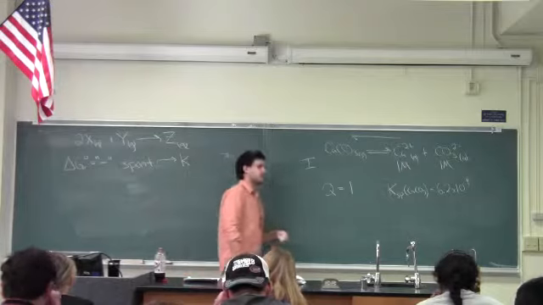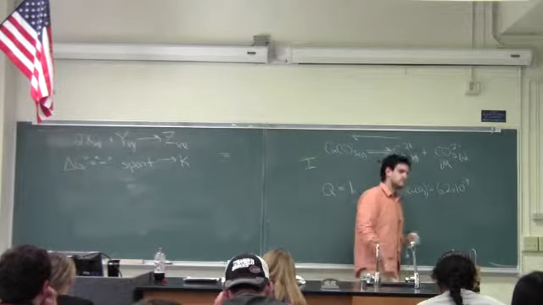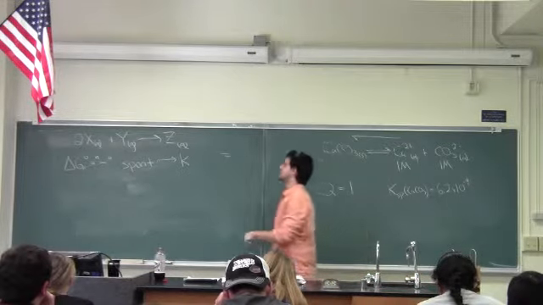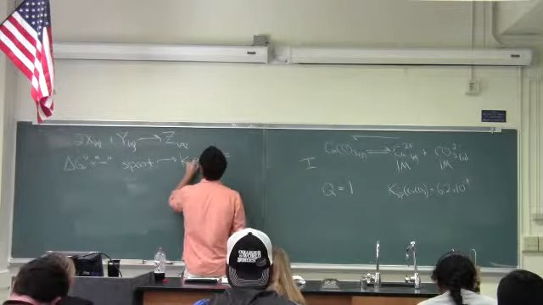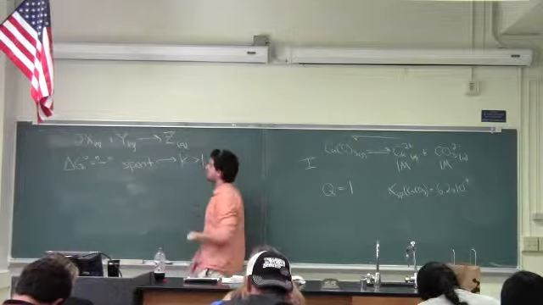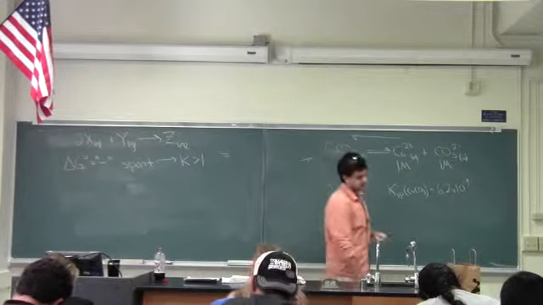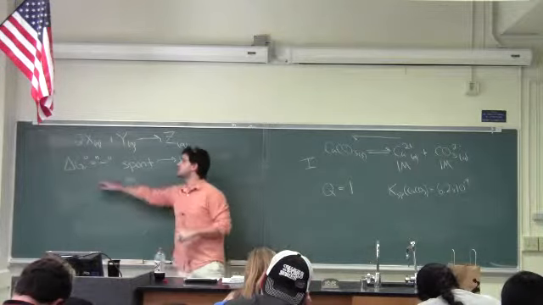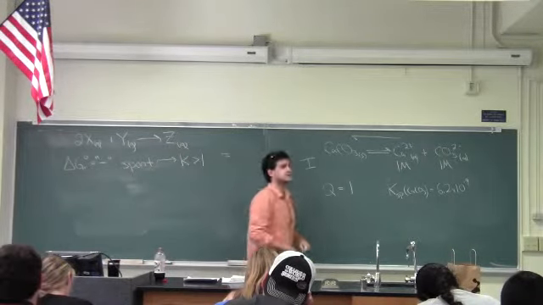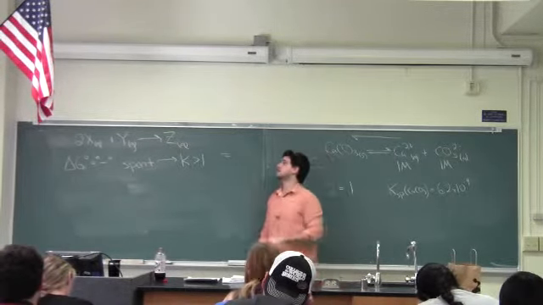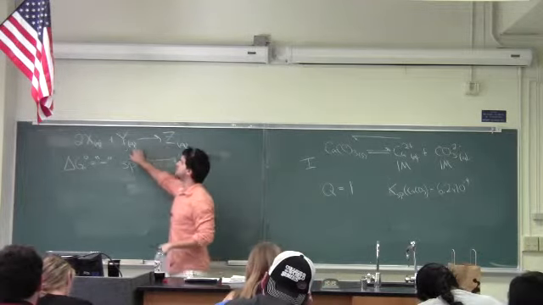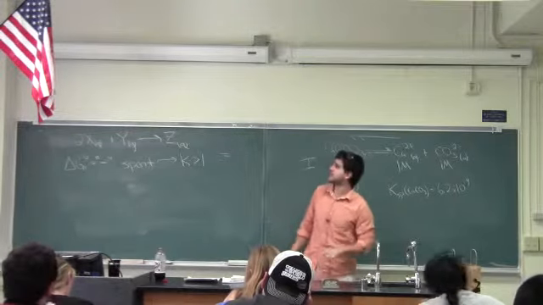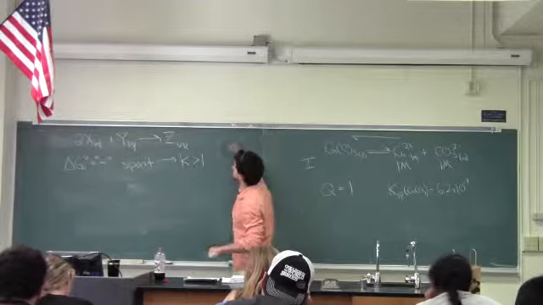What can I say about K then? K is greater than 1. Because for a spontaneous reaction in the standard state, I know that the concentration of my products comparatively is going to outstrip the concentration of both of my reactants, as we see it phrased in a K expression.